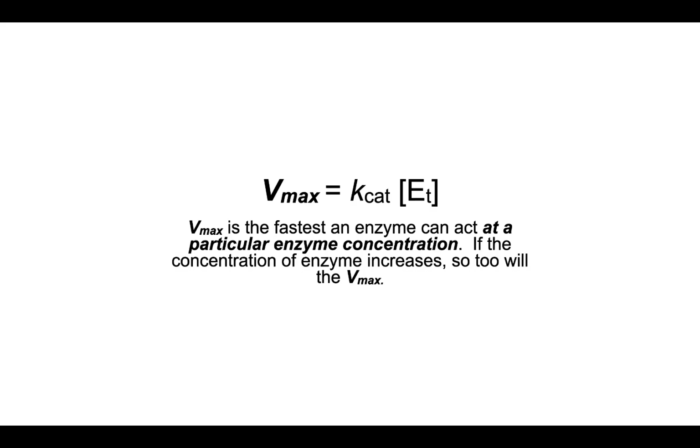Which brings us to Vmax. Now, Vmax is equal to, as we saw, kcat times the total concentration of enzyme. Basically, when all of the enzyme that's in solution is actually bound to the substrate, that gives us the Vmax. And the Vmax is the fastest an enzyme can act at a particular enzyme concentration, which means Vmax isn't something inherent of the enzyme. Vmax is dependent upon enzyme concentration. If you increase the concentration of the enzyme, you're going to increase its Vmax.